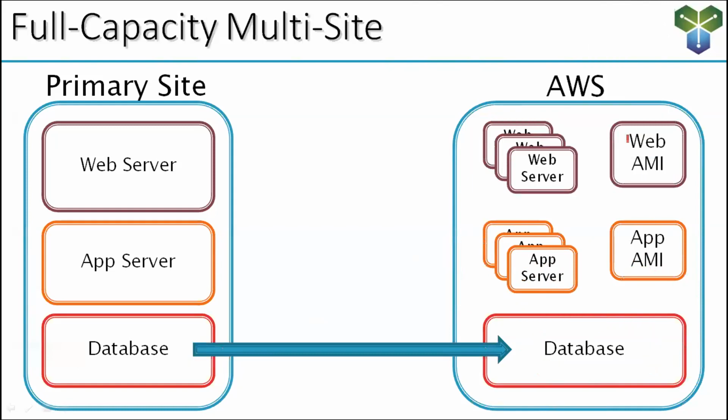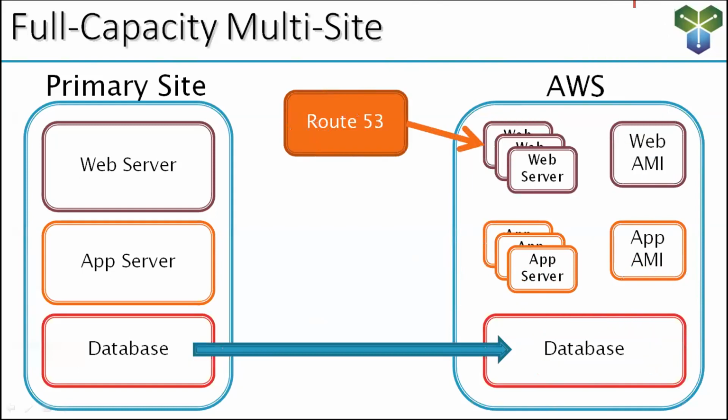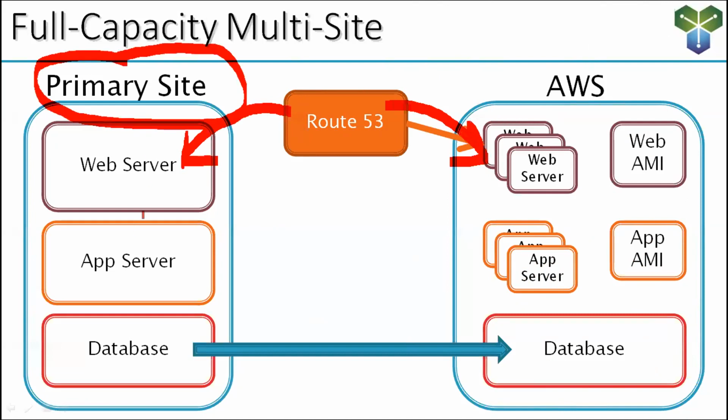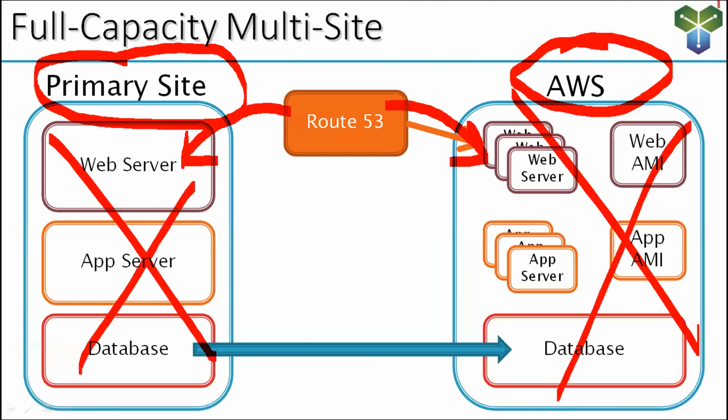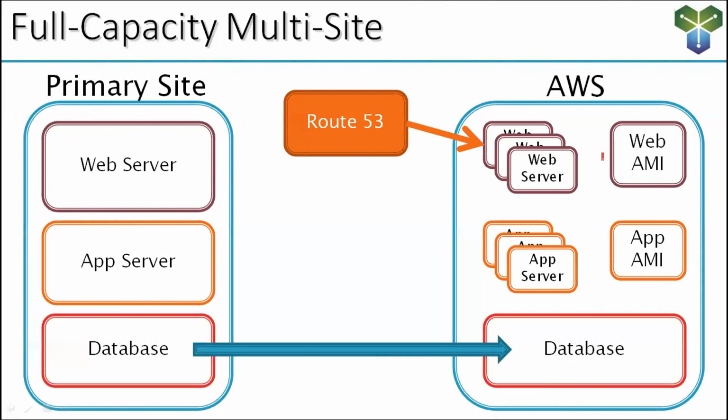Let me clean up my ink. And so now what we could do is we could say, hey, Route 53, send half the traffic here, send half the traffic here. And my primary site is built out a little bit bigger than it needs to be, just in case the AWS side fails. And the AWS side is built out bigger than it needs to be, just in case my physical data center fails. So now, either one of them can take over within seconds automatically.